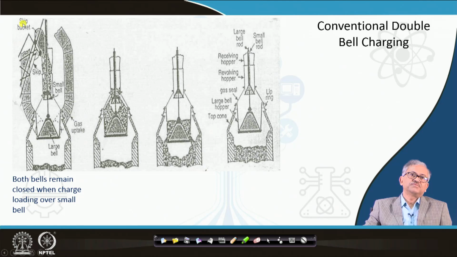Skip car will come from here. There is the skip car. They are putting the material over the small bell. So, on the small bell, everything is closing, all the material is getting dumped here now. And in the next cycle you can find what is happening.